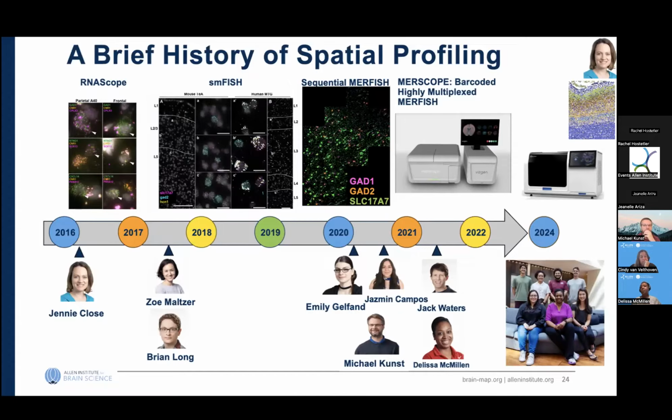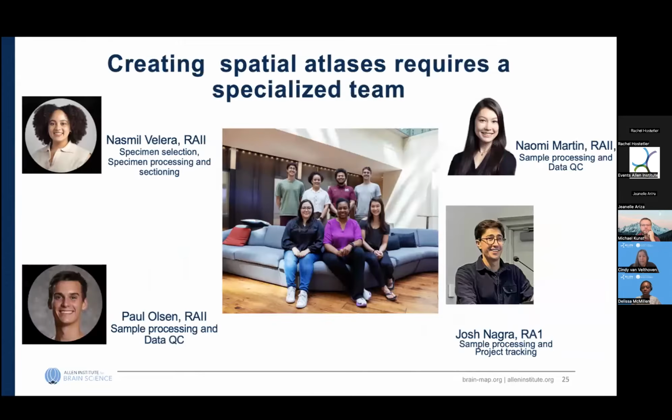One of the reasons I wanted to show you this brief history of the spatial work that we've done at the Institute is that we have relied on the past knowledge and the past challenges in order to build on what we have today. One of the things that we have learned is that in order to create this spatial map that we're trying to create, you need a well-specialized trained staff. Each RA is trained to work on all the platforms that we use, and they each bring their individual skills to different parts of the process.